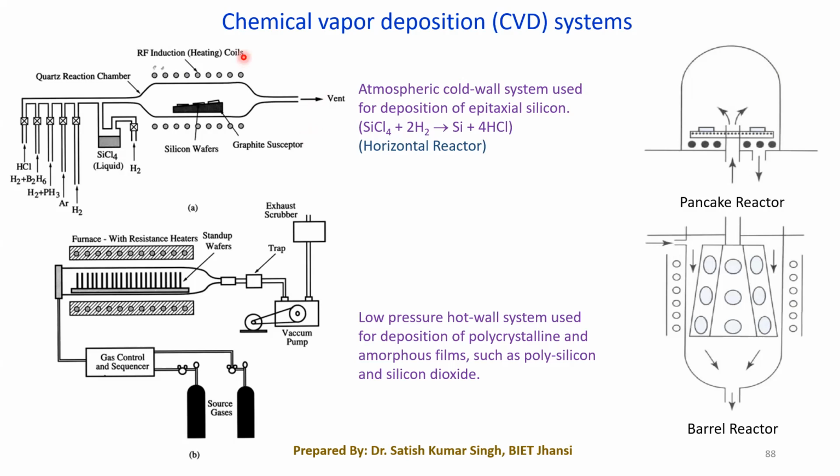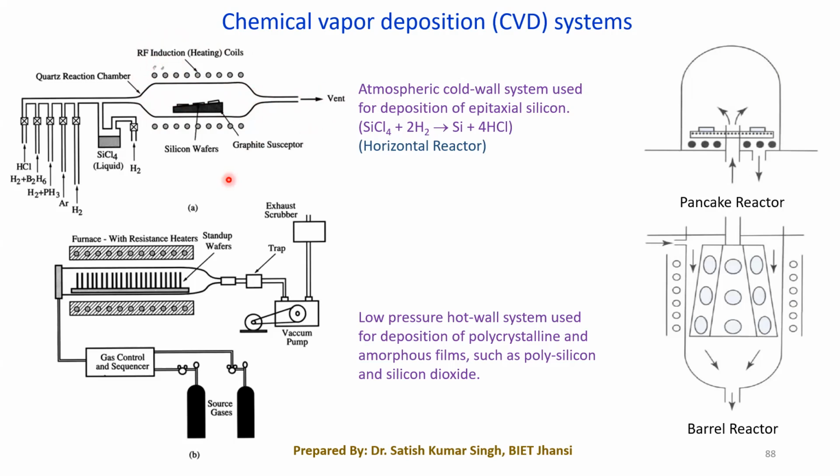You can see that because we are saying it is RF induction heating, only the graphite in the susceptor will be heated. So it is called a cold wall system. You can see we are writing here, it is the atmospheric cold wall system, because this entire chamber is not heated; these walls are not heated.